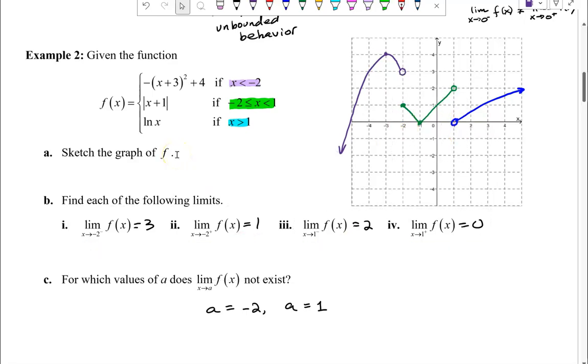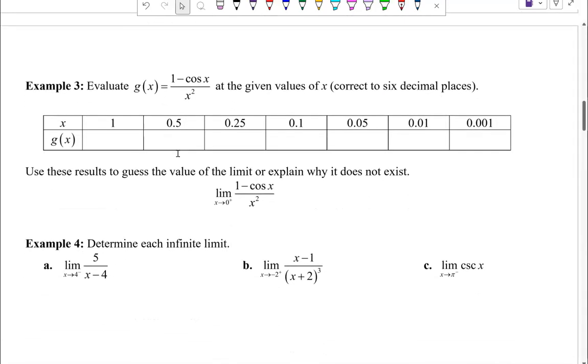Let's look at the next example. Example 3: evaluate g of x equals 1 minus cosine x over x squared at the given values of x, correct to 6 decimal places. So here we're doing a numerical method where we're going to fill in the table and evaluate the limit as x approaches 0 from the right of this function g of x by plugging in successive values of x getting closer and closer to 0 from above and seeing what the y values are approaching.